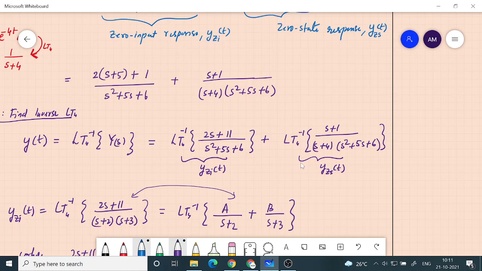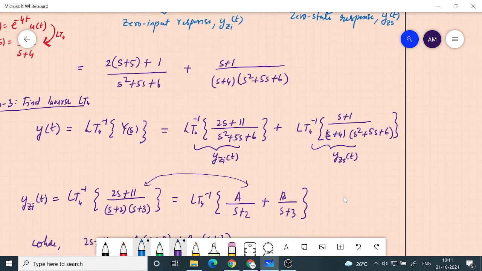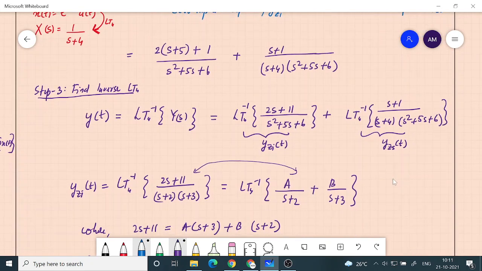So basically what I am saying is y of t has two parts. If I rewrite it again, the LHS is y of t, so y of t is equal to y of z I of t plus y of z s of t. These are basically subscripts. I am saying the response has two parts. One is called zero input response and the other is zero state response.